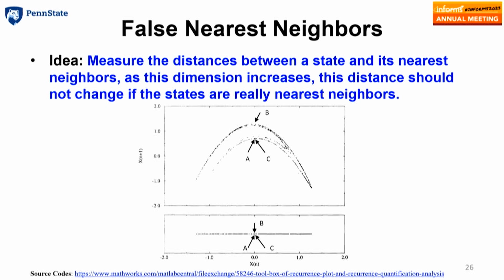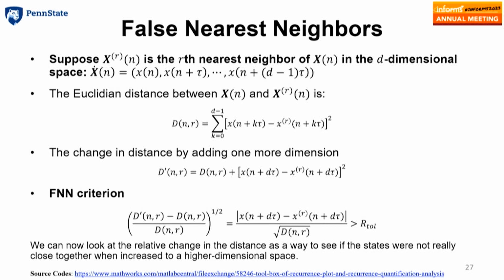The false nearest neighbor source code is also available in this toolbox. So the general computation is, suppose X_r(n) is the r-th nearest neighbor of X_n in the D-dimensional space, and the Euclidean distance between X_r(n) and X_n is the distance in the D-dimensional space. Now, we are going to increase one more dimension.